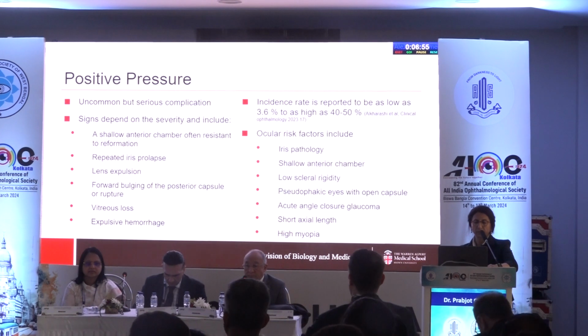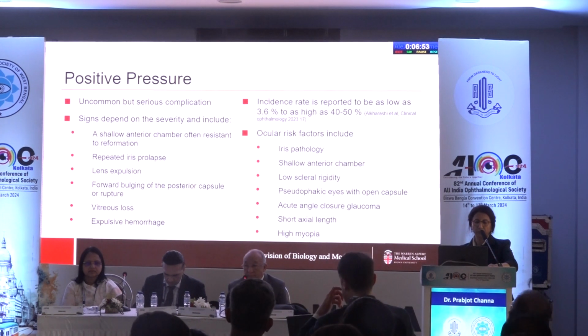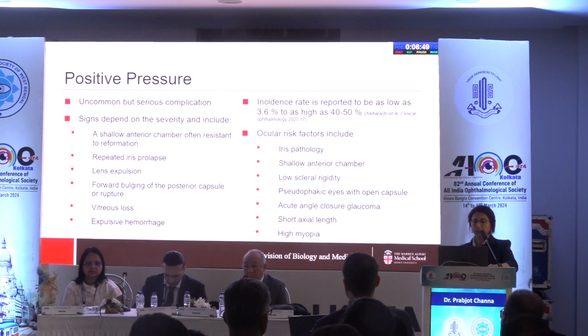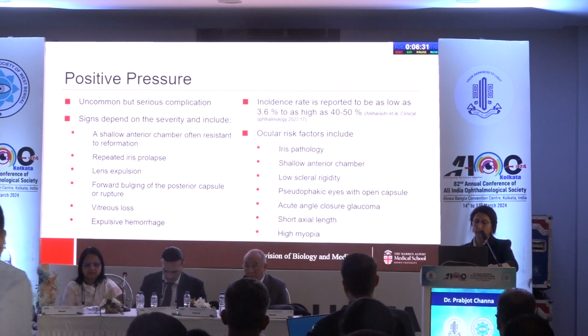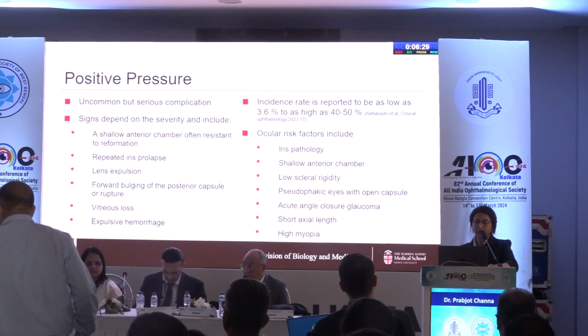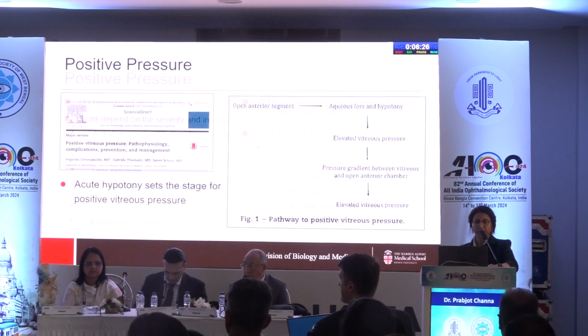There's a forward bulging of the posterior capsule, often with rupture leading to vitreous loss and the dreaded expulsive hemorrhage. The incidence is reported to be as low as 3.6% to something as high as 40 to 50%. We are all familiar with the ocular risk factors, which include iris pathology, a shallow anterior chamber, patients who have low scleral rigidity, patients with acute angle closure or chronic glaucoma, or short axial length, and high myopia.